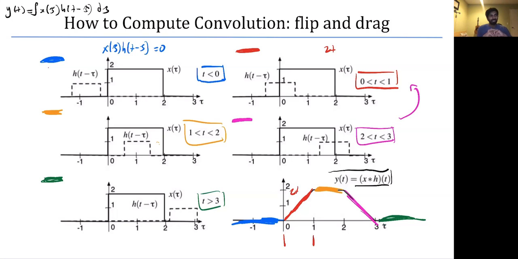Basically, what you have to do is you take your impulse response, you flip it, and then you drag it, and you try to see what are the different regimes of dragging. That's one way to look at it. The first regime is when there's zero overlap. So that's the two things that get out of the way: I look at what is the zero overlap, and then I set my signal to be zero here.